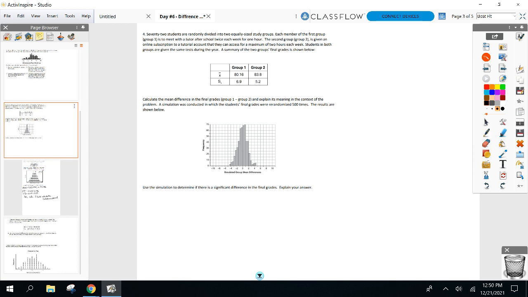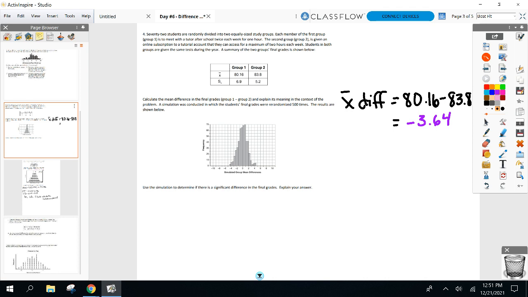And they should tell you what order to do it in. Wait, so you don't do the highest number? No, because it's also based off of how they do the simulation. So they're doing it for group 1 minus group 2. So the mean difference, what did you get? 80.16 minus 83.8. Negative 3.64. Yep, and it's okay to get a negative. We'll talk about what it means.